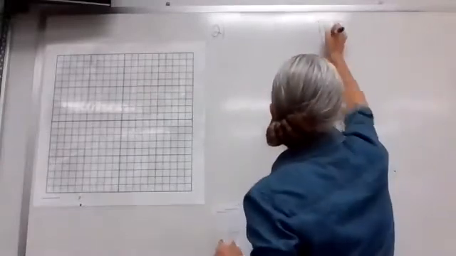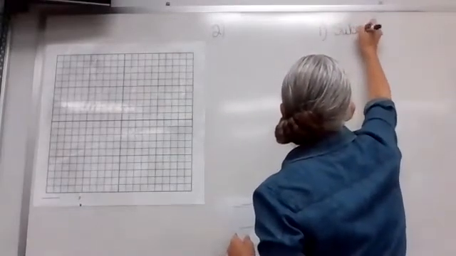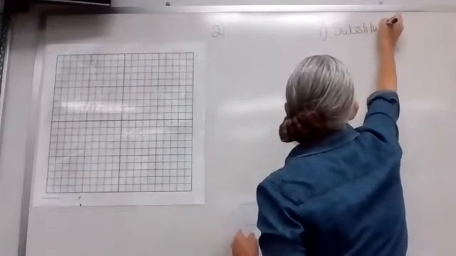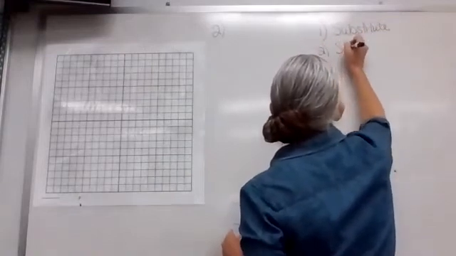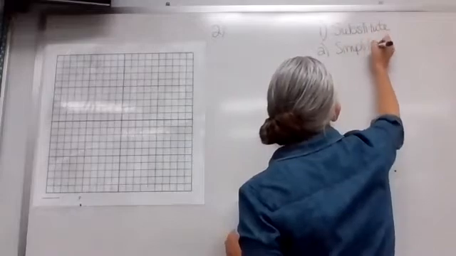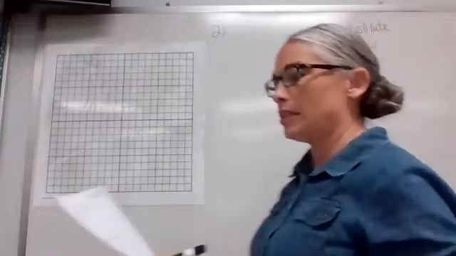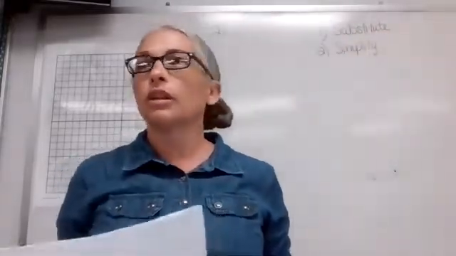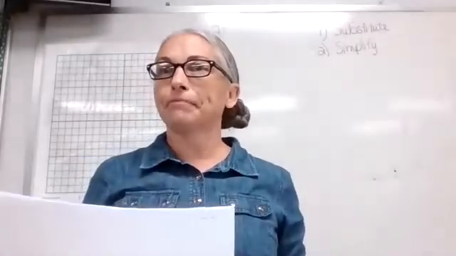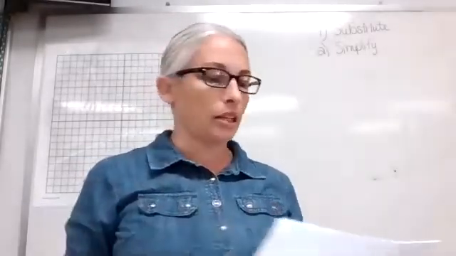The steps are substitute, and then simplify. I cannot solve these. Why can't I solve 1 through 4? There's no equal sign. So I'm just substituting and simplifying.